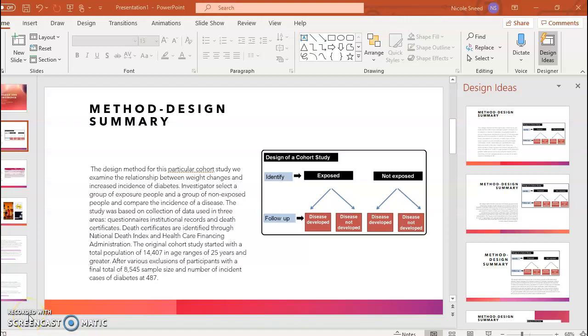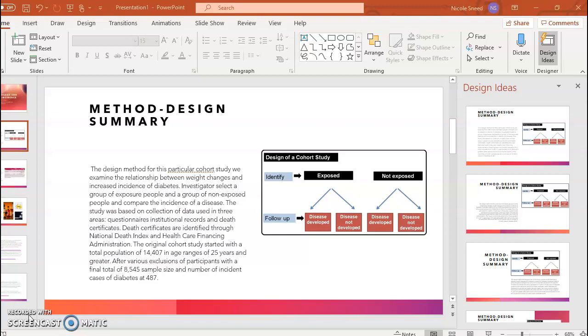Method design summary. The design method for this particular cohort study, we examined the relationship between weight changes and increased incidence of diabetes. A cohort is when an investigator selects a group of exposed people and a group of non-exposed people and compares the incidence of a disease.